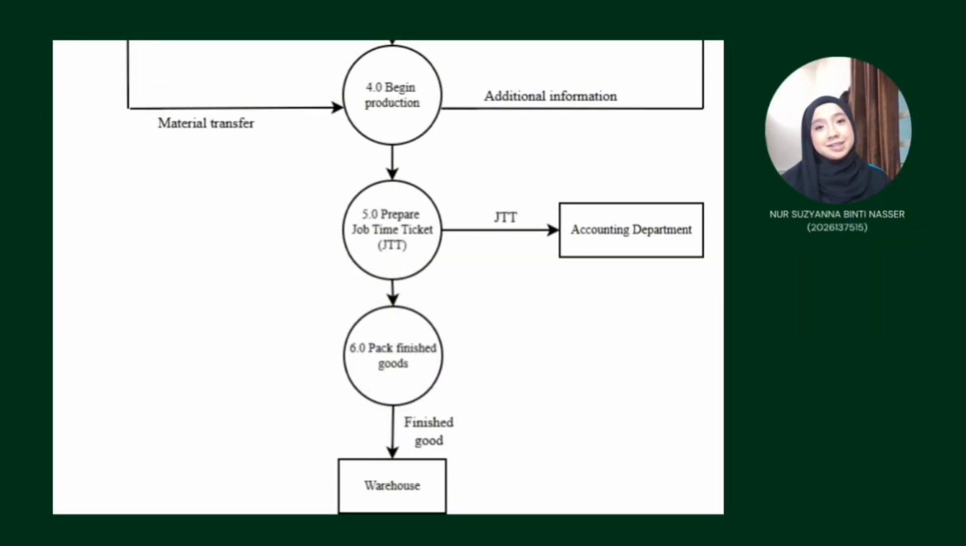Once the materials are ready, process 4.0 begins the production. The store department transfers the materials and the production process starts. In process 5.0, the system prepares the job time ticket, which is JTT, which is sent to the accounting department to record labor costs. Finally, process 6.0 is the packing stage. The finished goods are packed and transferred to the warehouse for storage.